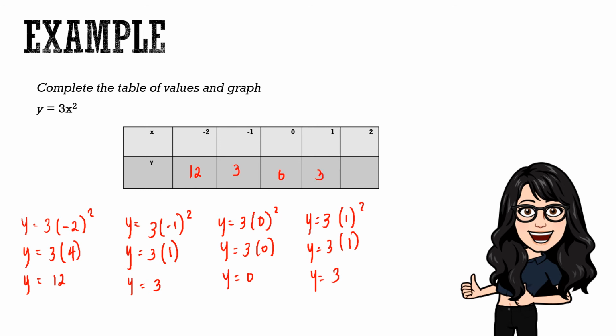Next, the last is substituting 2 for x. So we have y equals 3 times 2 squared. Multiplying 2 by itself, we have y equals 3 multiplied by 4. And multiplying 3 by 4 will give us a product of positive 12. Since we already completed the table of values, we can now graph the quadratic function.